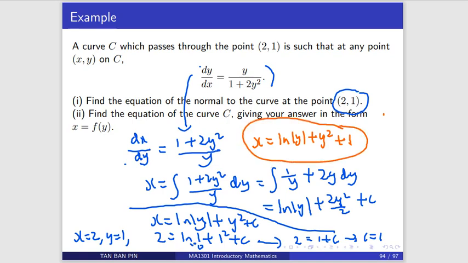The equation of the curve C, and you give it as x as a function of y, right? So you have x as a function of y because the right hand side is just all y terms: ln|y| plus y squared plus 1.